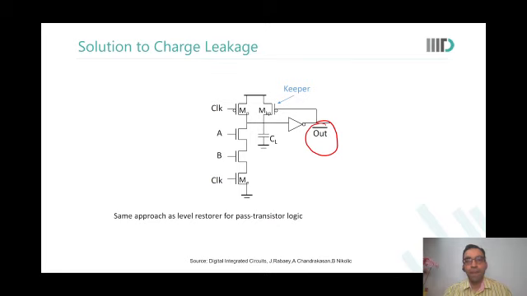Vaishnav? Sir, yes, sir. So the inverter which I am placing after my load, sir, that should be sized according to my keeper, right, sir?